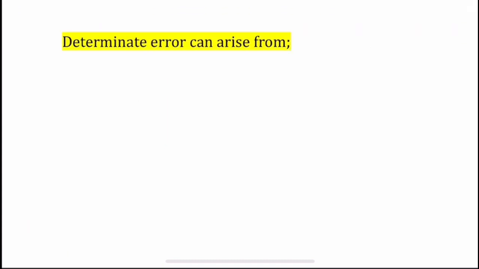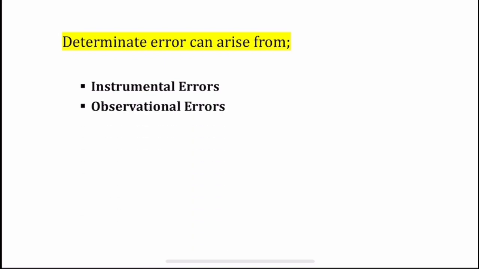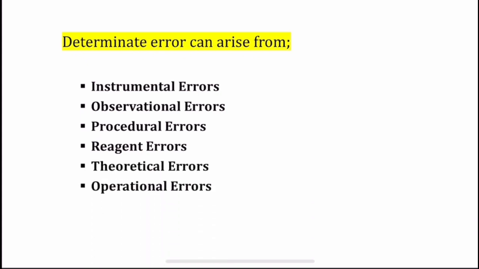Determinate errors, also known as systematic errors, arise from identifiable and usually correctable causes. These result in measurements that are consistently biased in a particular direction. Some common sources of determinate errors include instrumental errors, observational errors, procedural errors, reagent related errors, theoretical errors, and operational errors. Identifying and correcting these sources of determinate errors is crucial for improving the accuracy and reliability of measurements in scientific and technical work. So let's learn about the types of determinate errors.